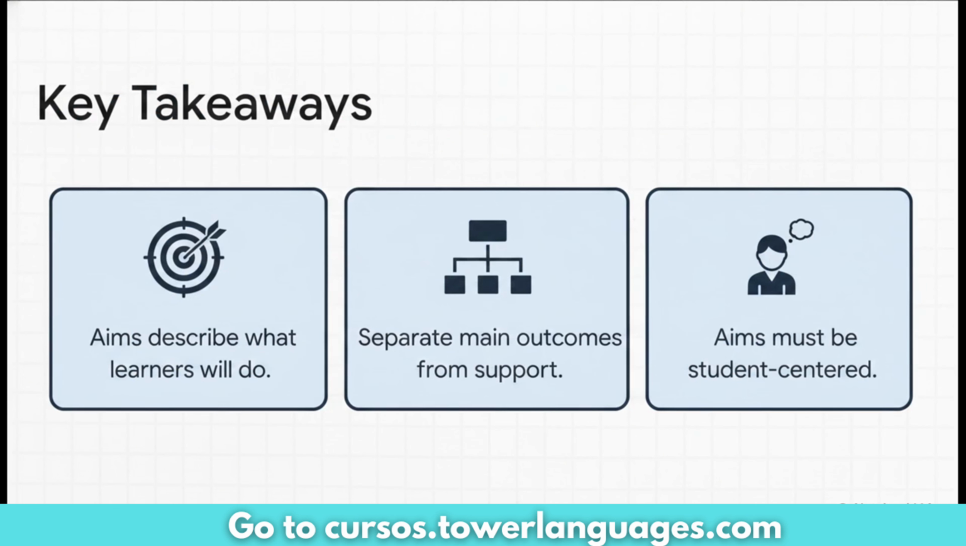Okay, let's wrap this up with the big picture. Here are your key takeaways. Aims describe what learners will do by the end of the lesson, not the activities they play to get there. The planning hierarchy separates main outcomes, your masterpiece, from supporting steps, like your subsidiary and stage aims. And finally, aims must always be student-centered, not teacher-centered.